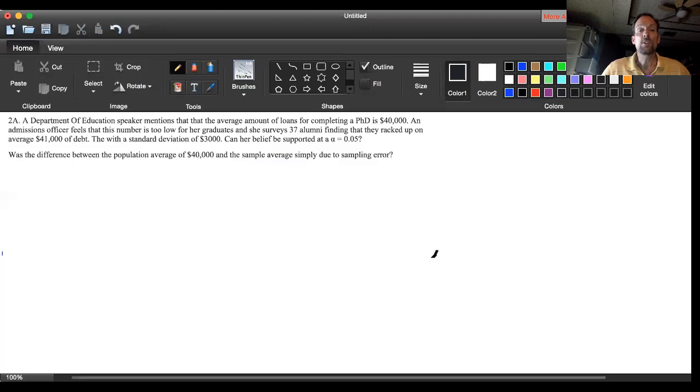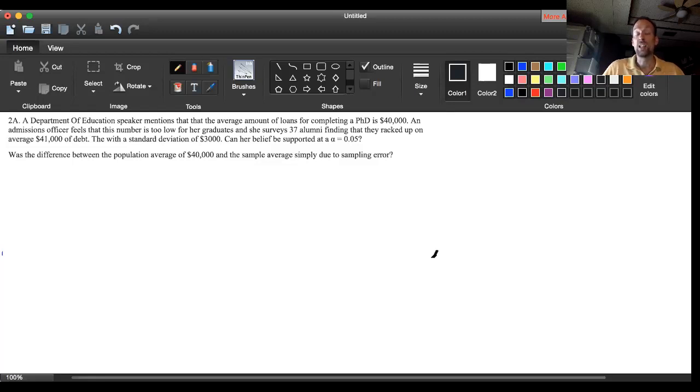In question number 2, they're telling us that if you're doing a PhD, you're going to rack up on average $40,000 in debt. And there's an admissions officer that apparently feels that for her graduates, that number is too low. And she's going to go out and do a sample of 37 alumni to find out if she's correct. If she thinks the number is too low, that means she thinks the average number of loans for her alumni, her students, is underestimated.